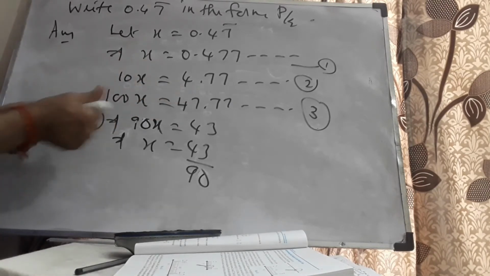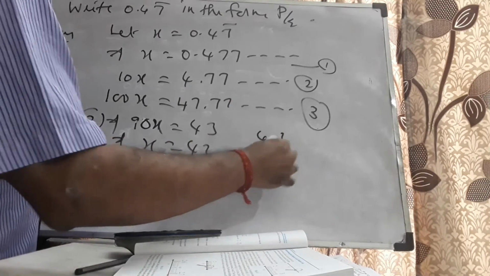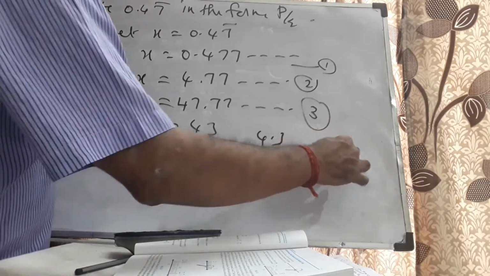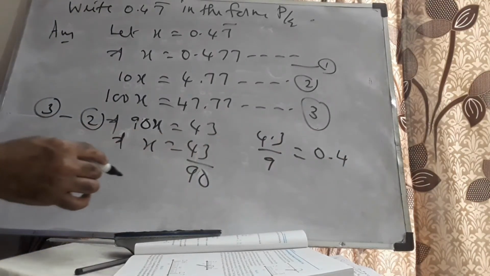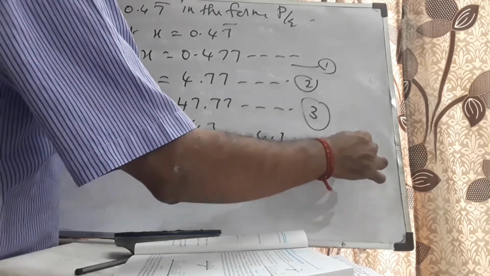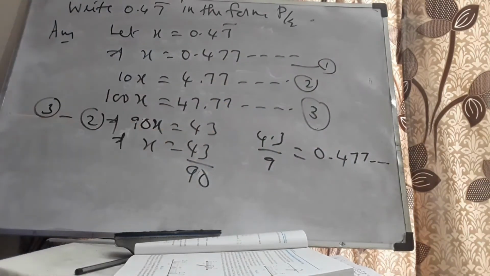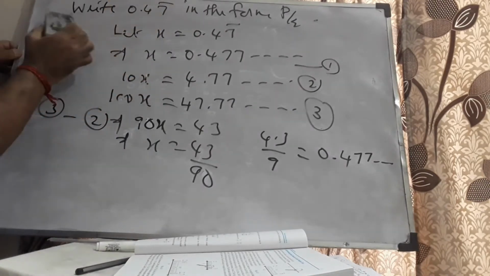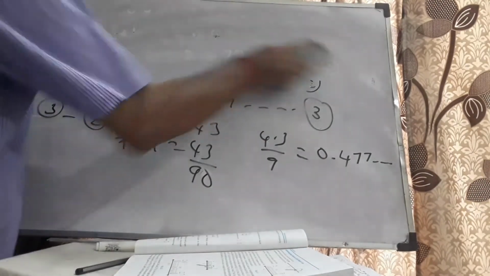You can even divide and then find it. 43 by 90, which is 0.4777. 4 9s are 36, remainder 7. 7 9s are 63, 7 9s are 63, and so on. It's correct. It goes up to infinity. This is the way it is done.